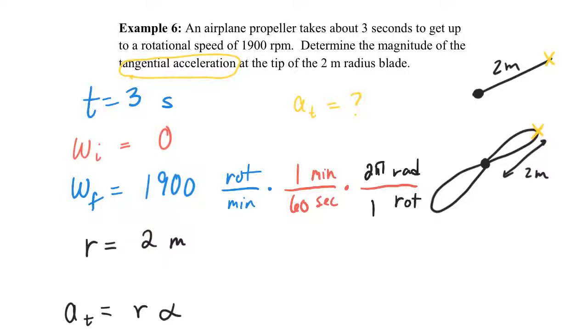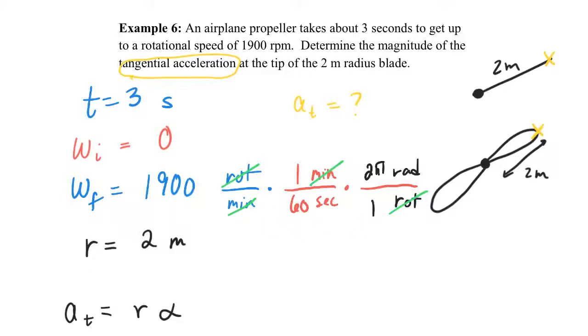Let me cancel my units accordingly. Minute, minute. Rotation, rotation. And I'm left with radians per second. How do I get the number for this? Well, yeah, good. Multiply 1900 by 2 pi and then divide by 60. Exactly. 1900 times 2 pi, all divided by 60. Remember, numerator, numerator, numerator, multiply those 3. Divide it by whatever the denominator is here.